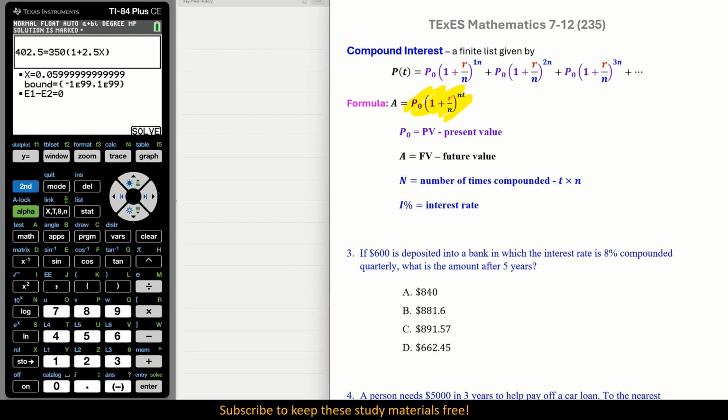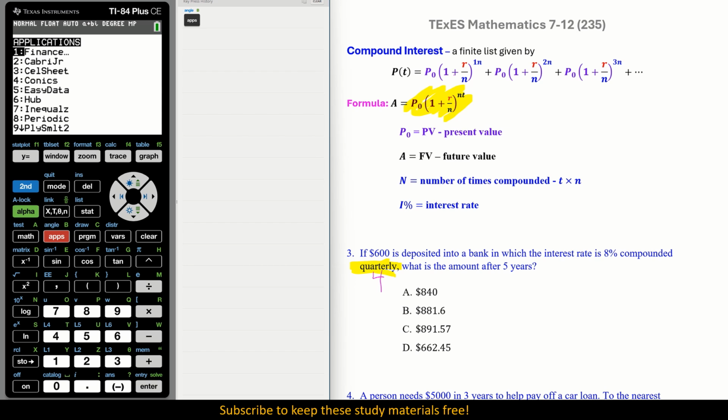All right, so let's begin with number 3. Okay, if $600 is deposited into a bank in which the interest rate is 8% compounded quarterly, now that's important. Okay, what is the amount after 5 years? And remember, we need quarterly. Okay, so we're going to push app. And we want number 1, finance. Enter. And it's the TVM Solver. Enter. Now, I have been doing some other calculations here. We're just going to type over that.